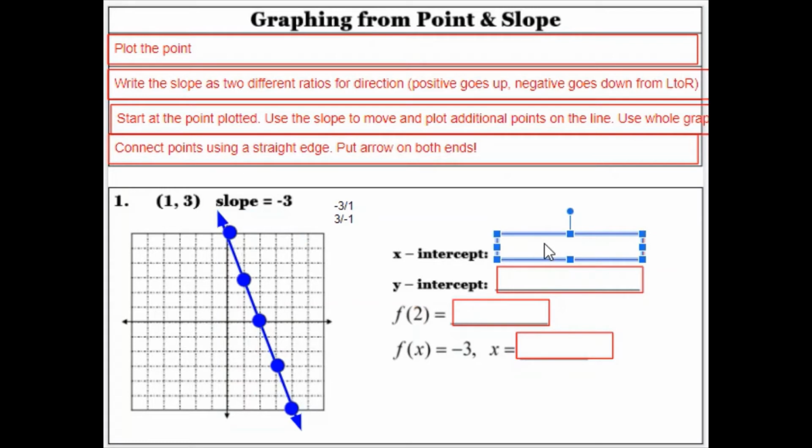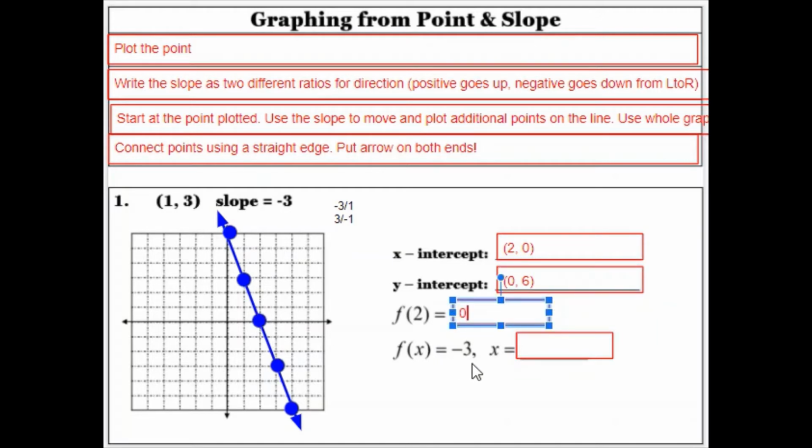My x-intercept right here is at (2, 0). Make sure it's an ordered pair. Make sure you're using parentheses. My y-intercept is up here. That's at (0, 1, 2, 3, 4, 5, 6). f(2). So remember, if it's in parentheses, that's your input or your x. So if x is 2, what's y? Well, if x is 2, that's right here. Your y, or your output, is 0.